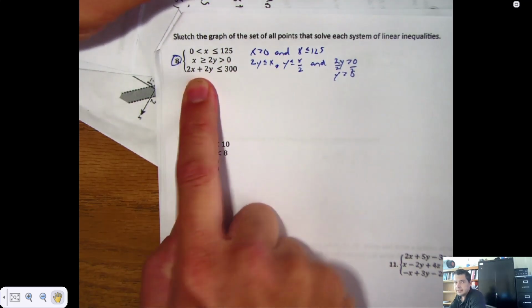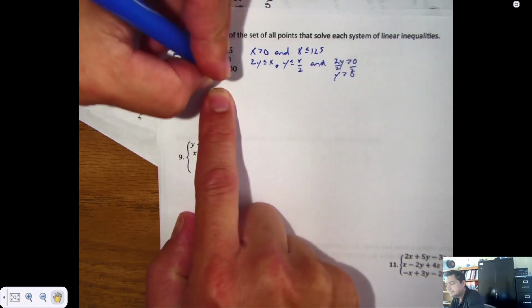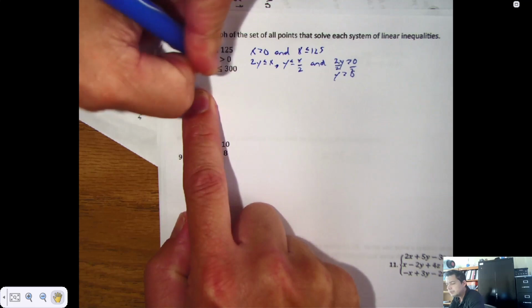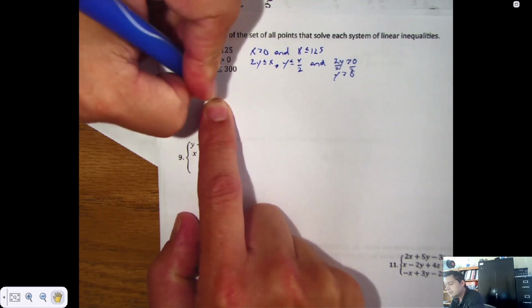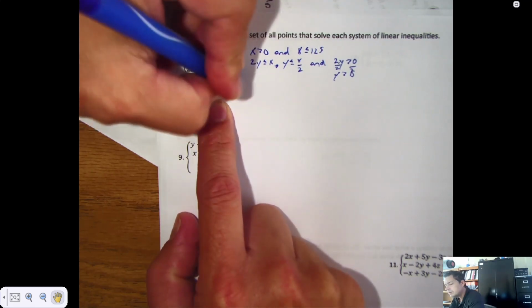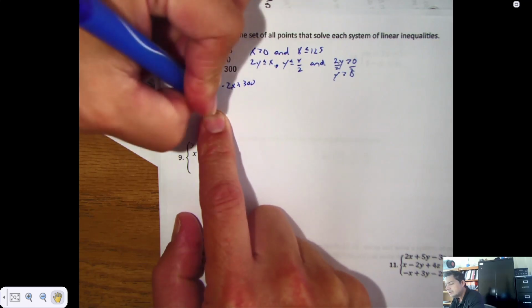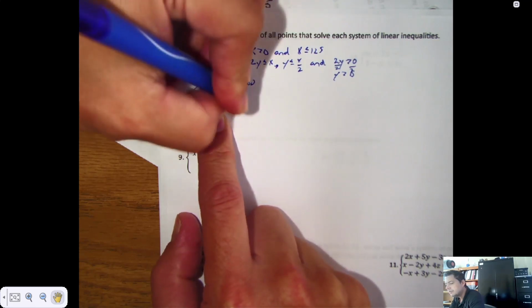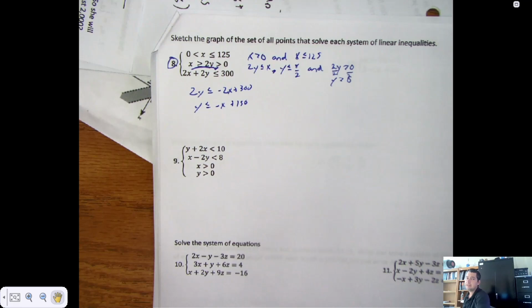And then we got this guy. This guy is looking like mx plus b. We'll move the 2x over. 2y less than or equal to negative 2x plus 300. Y is less than or equal to negative x plus 150. Now I have everything on graph. Your scale on this one, I guess you'll probably want to do tens. Looks to me like you want to do tens.